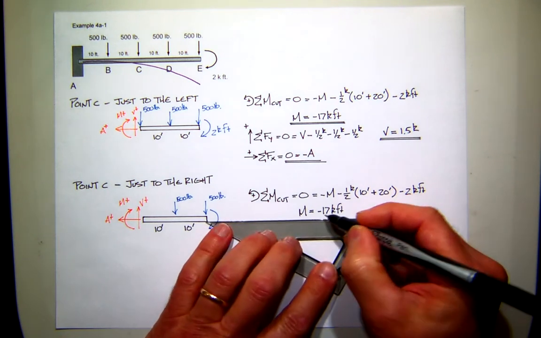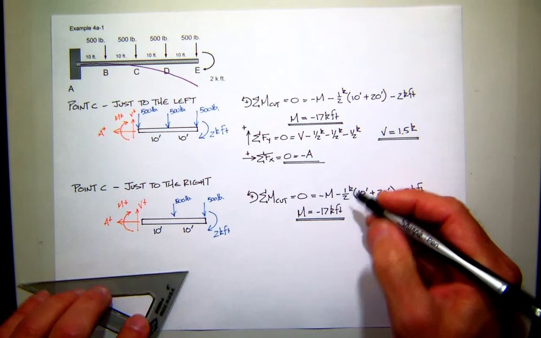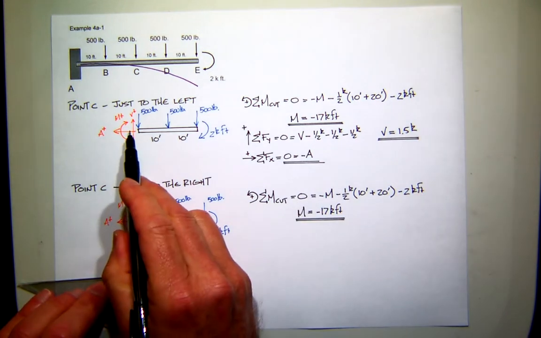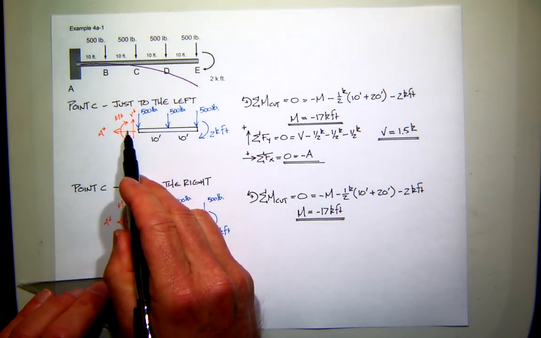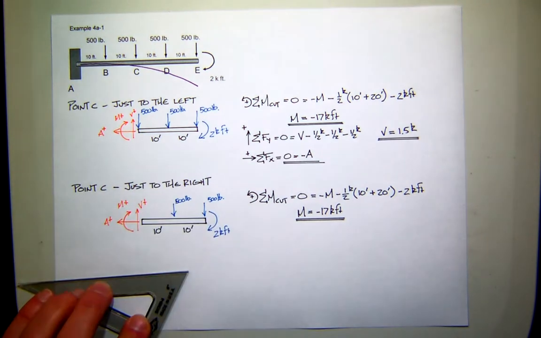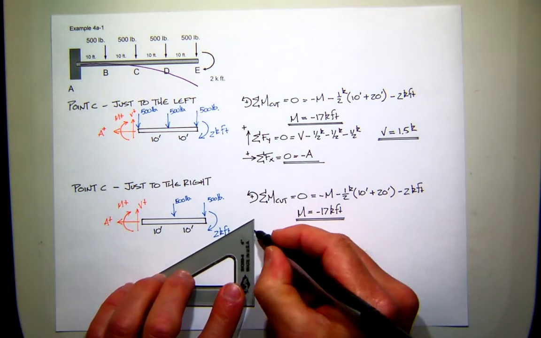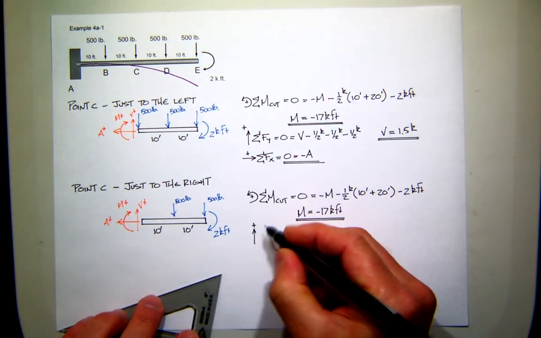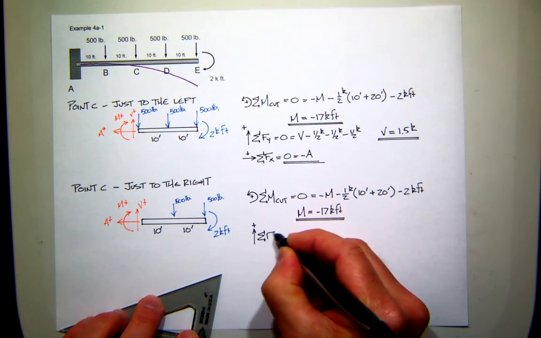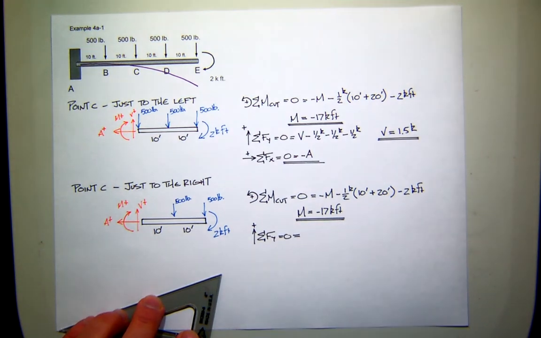If you do the calculation, again it looks like the moment is 17 kip feet. So it seems that the moment from the left side of an applied force to the right side of that applied force doesn't make any effect in the moment. Doesn't have an instantaneous effect on the moment. What about the shear? Well, let's find out. Let's sum forces in the y direction and see what we get.